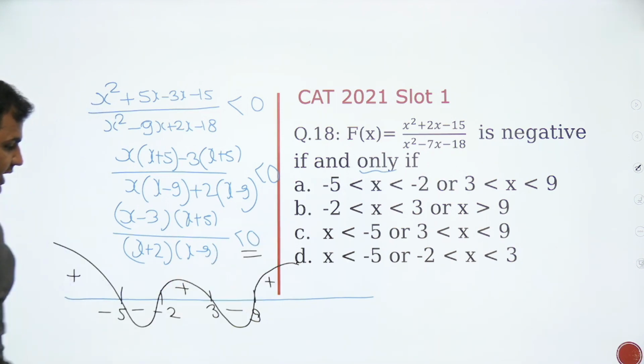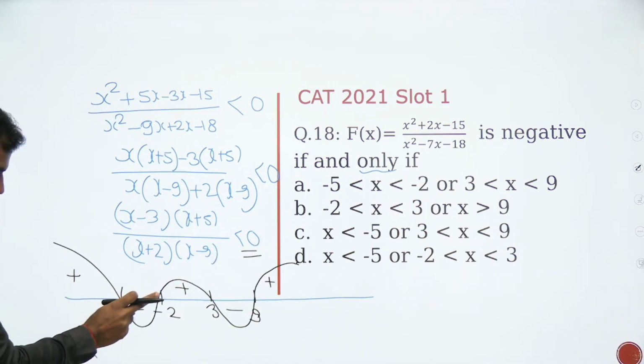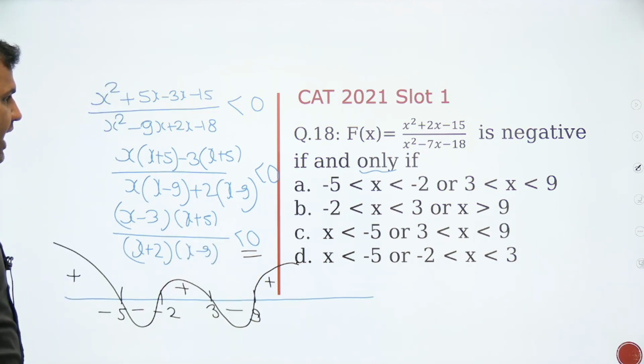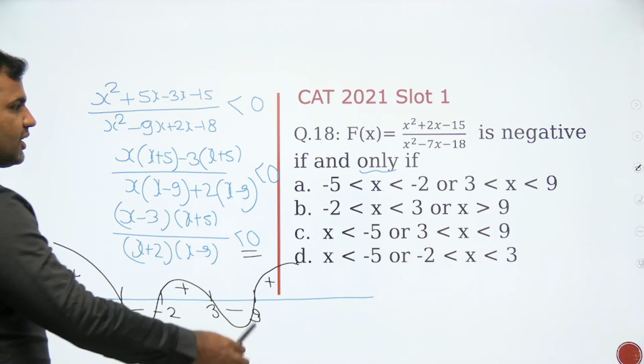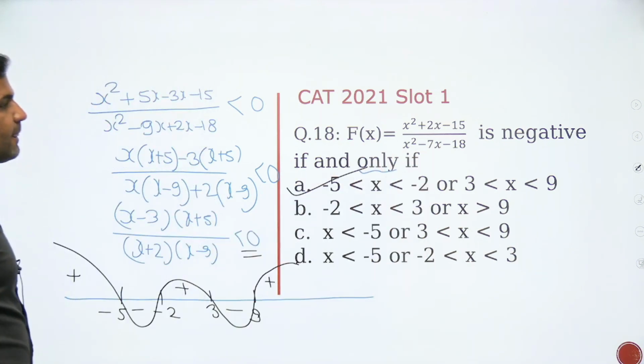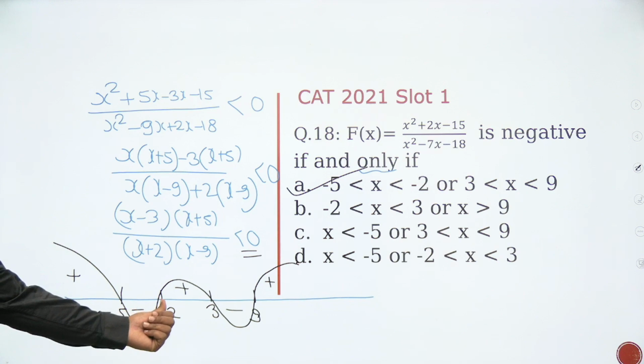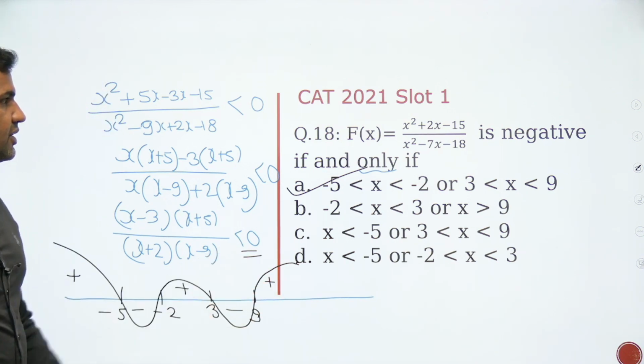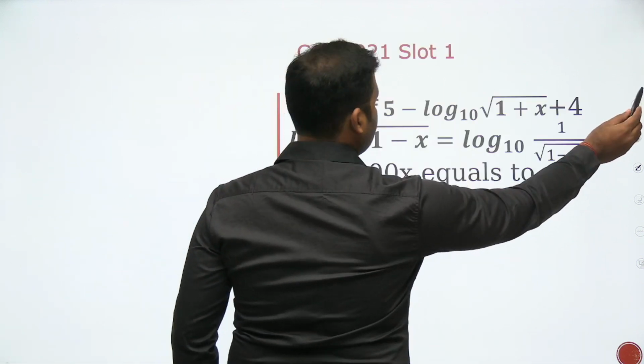I want the value to be less than 0. It is in the range of minus 5 to minus 2 and 3 to 9. Minus 5 to minus 2 and 3 to 9. And that region you can see is option A: x greater than minus 5 and less than minus 2, and x greater than 3 and less than 9, right? Now guys, 18 questions are done. I'm going to start with the next one now.